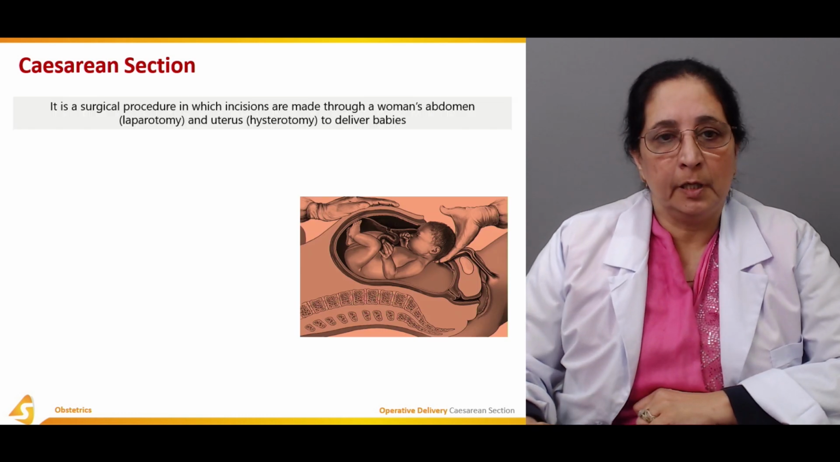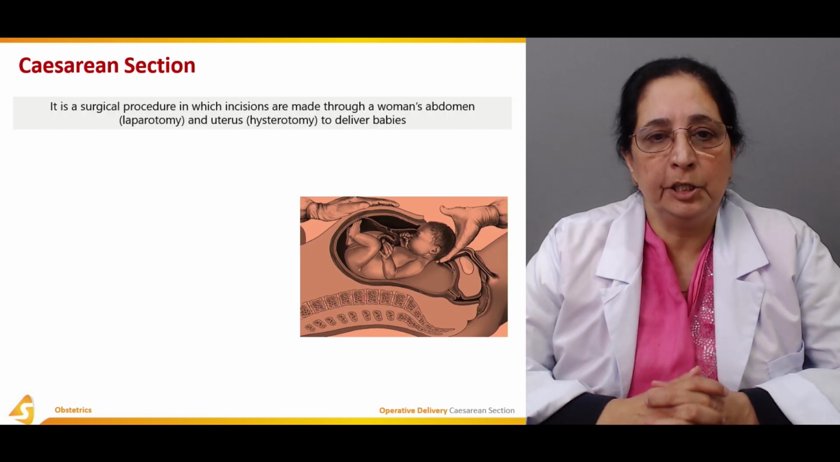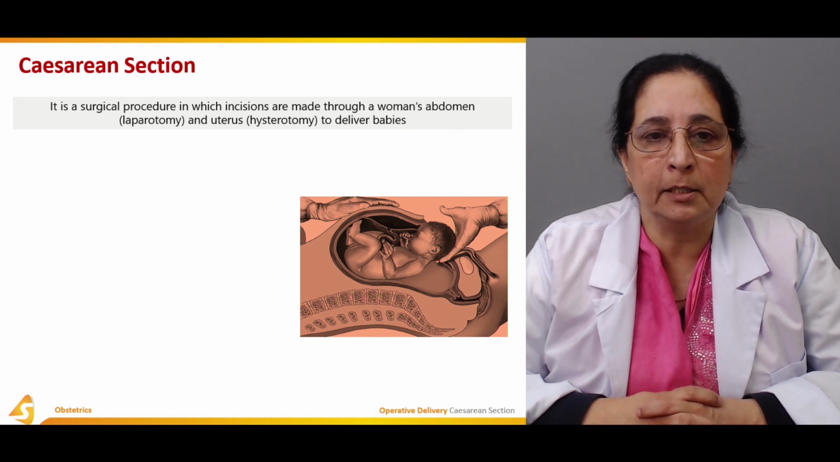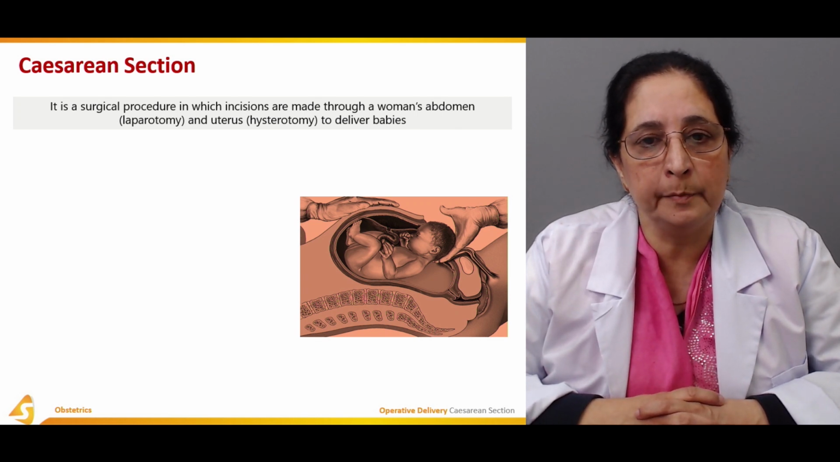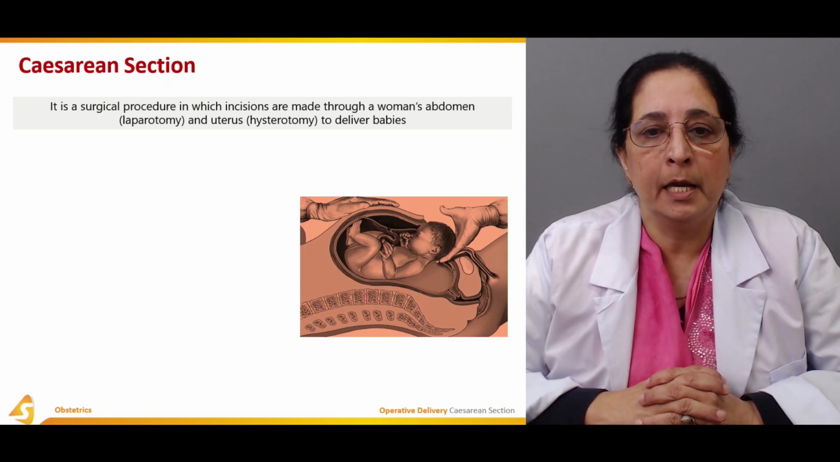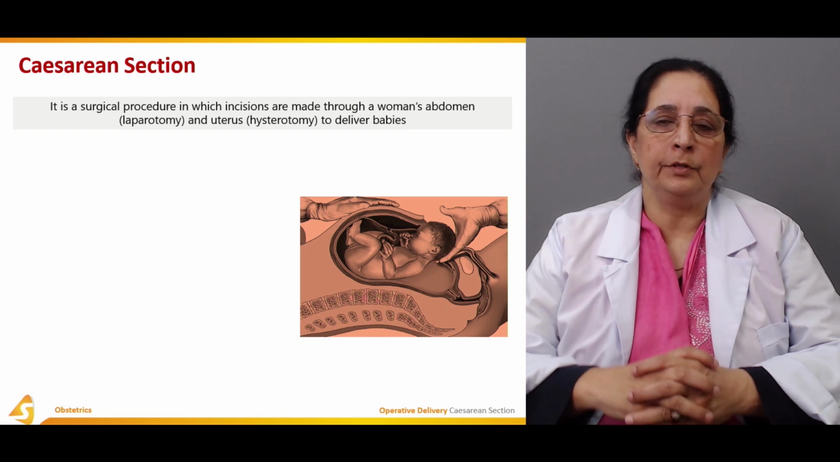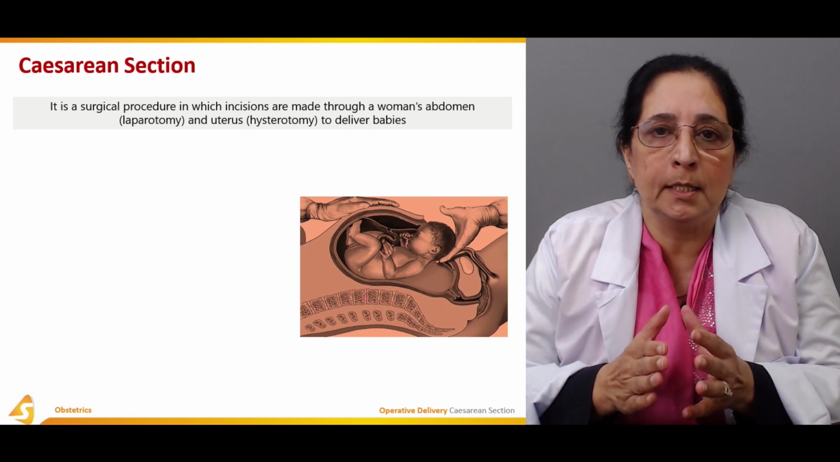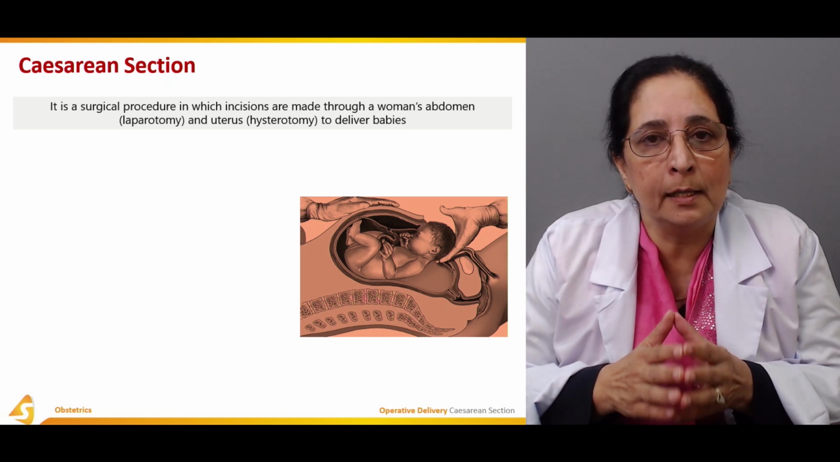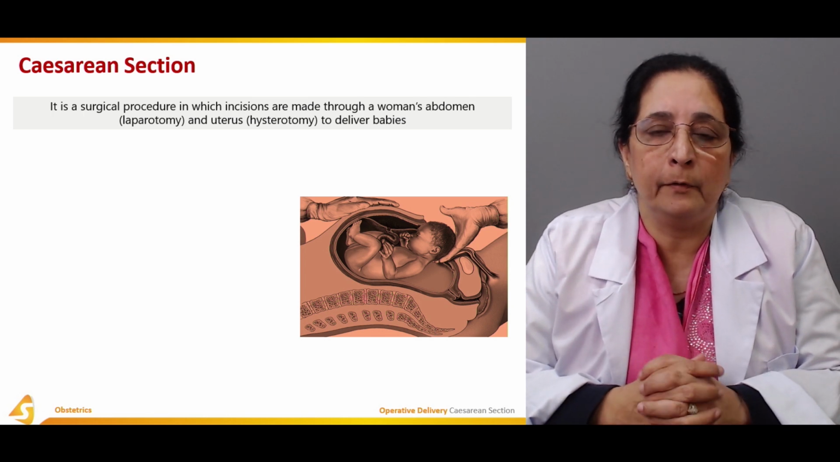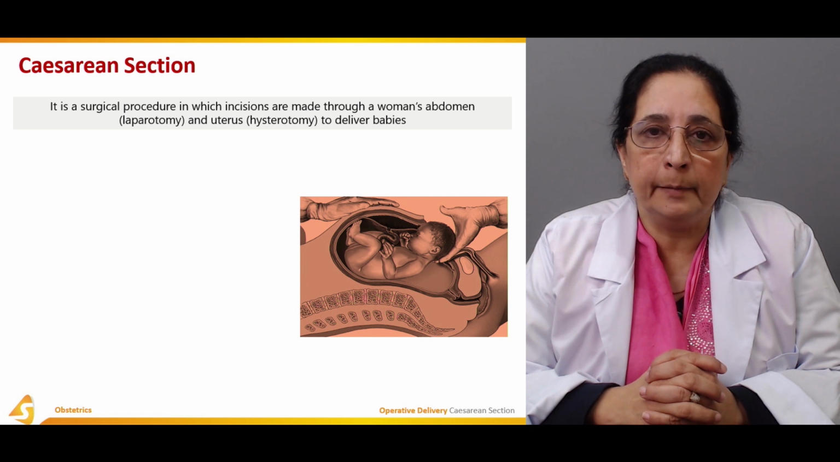Caesarean section is a surgical procedure in which incisions are made through a woman's abdomen (laparotomy) and uterus (hysterotomy) to deliver the baby. So it's a surgical procedure in which one cut is given in the abdomen and then another in the uterus of the pregnant woman to deliver the baby.